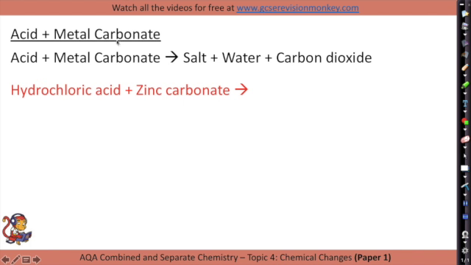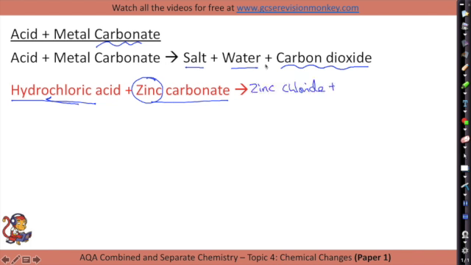In this reaction we've got now a metal carbonate, and if you see the word carbon you must think to yourself that this reaction also produces carbon dioxide. So you've got hydrochloric acid plus zinc carbonate, and you're going to produce a salt plus water plus carbon dioxide. So let's name the salt first of all. The metal is zinc and the acid is hydrochloric, so we will make zinc chloride, and then we will make water, and because it's a carbonate we will also make carbon dioxide.